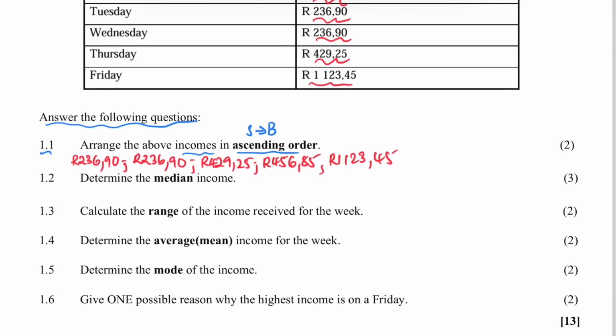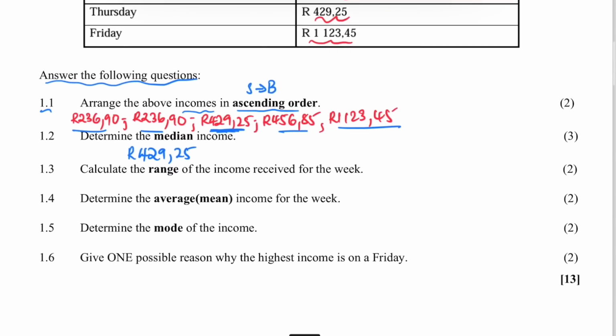And then the median, guys. These numbers that you arranged are going to assist you. The median is the middle number. Let's look at the outer numbers and the 2 inner numbers, and we're going to have that. So our median here is 429.25 there.